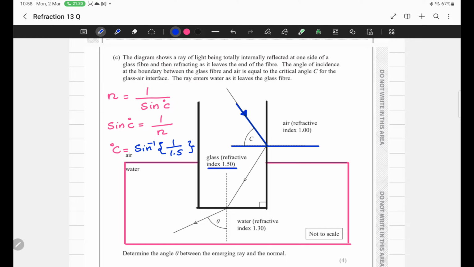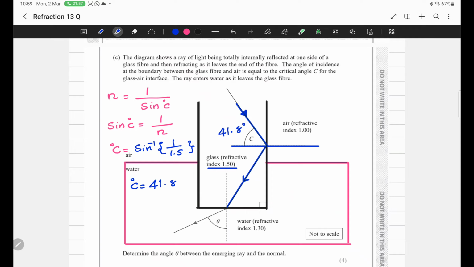41.8. This is the critical angle. Sir, we have calculated the critical angle, 41.8. Okay, 41.8. And if this is 41.8, then simply, sir, this ray is reflecting.